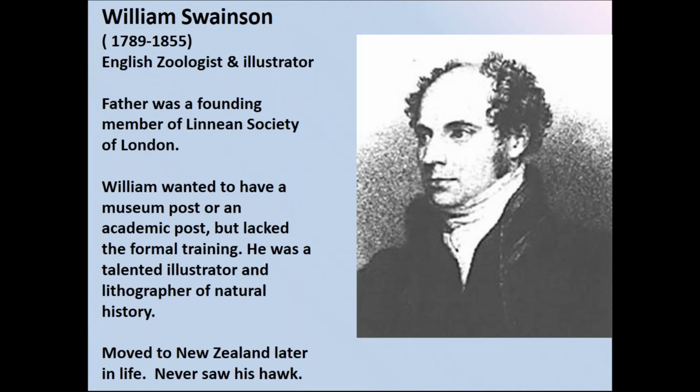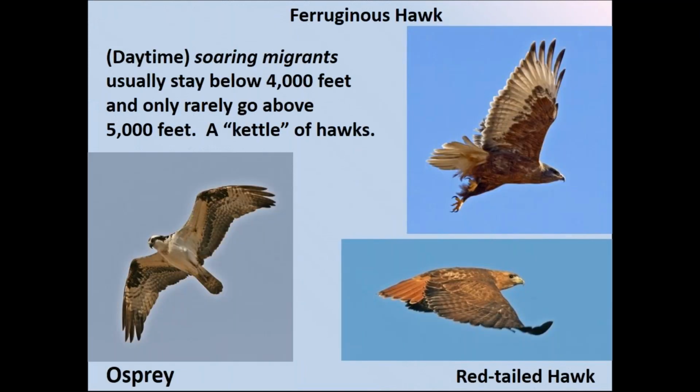This is the guy they're named after. He never saw the hawk, actually. He lived in New Zealand, but a lot of these birds that are named after people were named in the 1800s, and they often bear the name of somebody who never saw the bird. They were just named in their honor. In this case, it was William Swainson. These soaring migrants, like hawks, again, usually stay 4,000 feet or below.